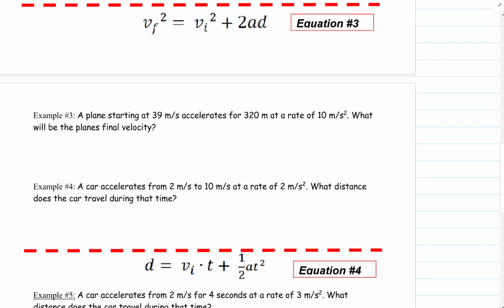Okay, a plane is starting at 39 meters per second, accelerates for a displacement, a distance of 320 meters at a rate of 10 meters per second squared. Unfortunately, I put the equation at the bottom of the front side, and we're going to be working on this example right here. Okay, so we're going to use this equation, which is VF squared equals VI squared plus 2AD, for examples 3 and 4.